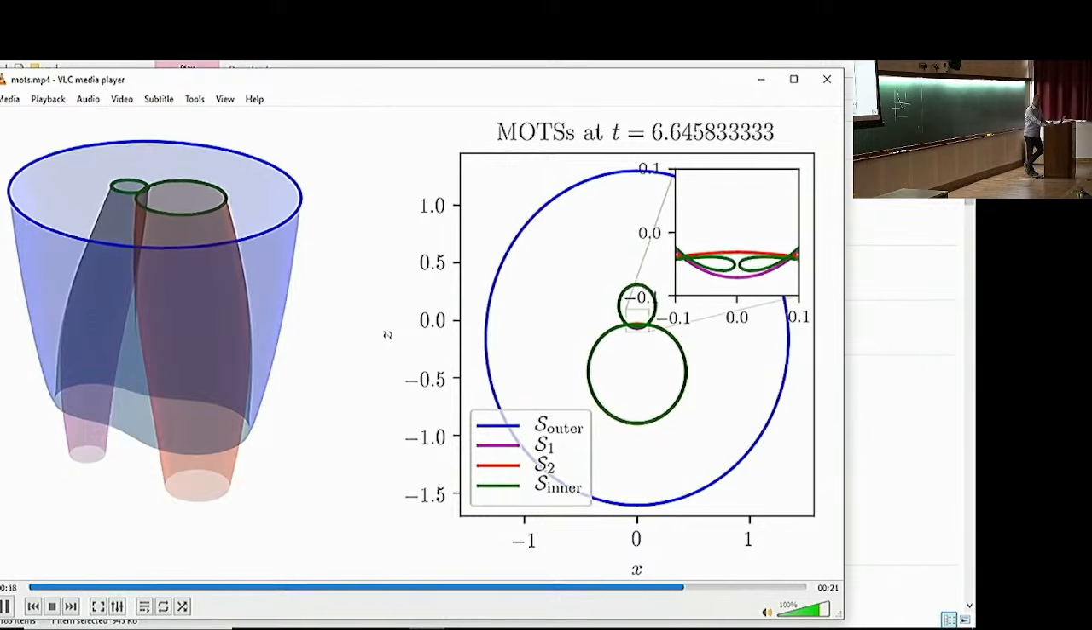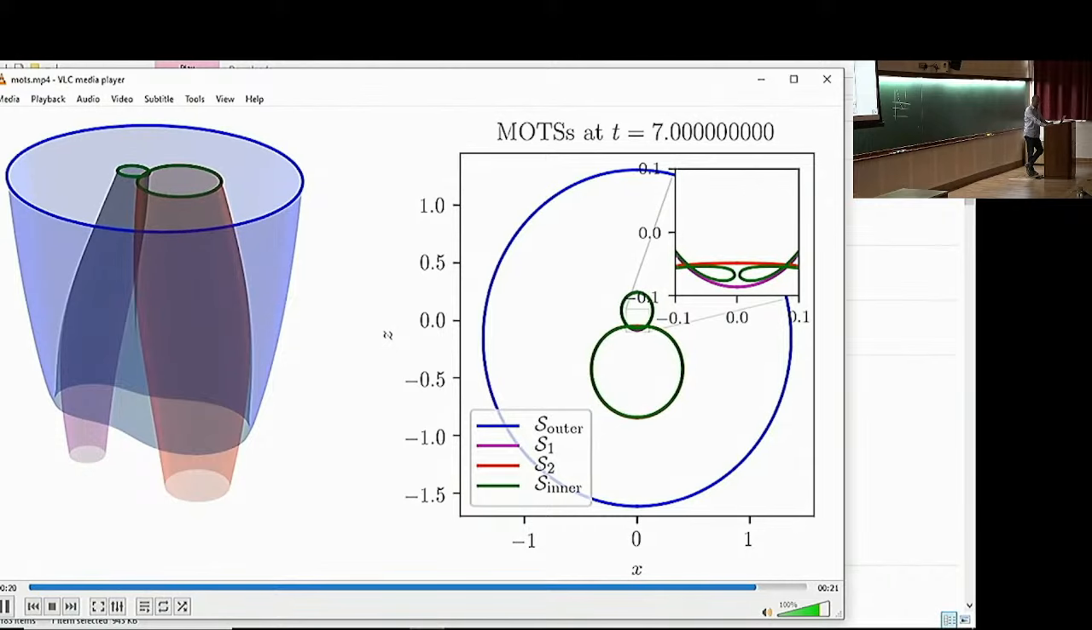And you can continue further, and at some point we lose track of these horizons, but this tells you the basic picture of these MOTSes, how they behave under a merger. Okay, so let me play this one more time, the whole thing without interruptions.